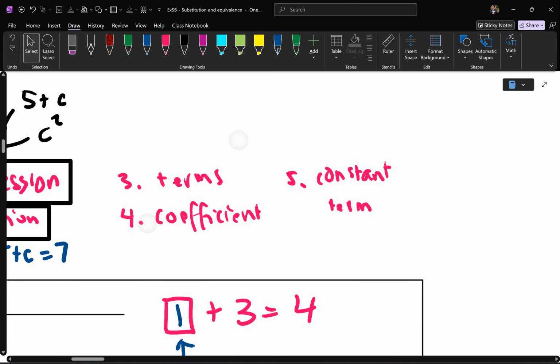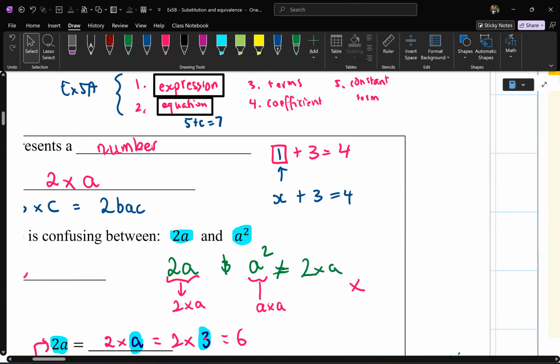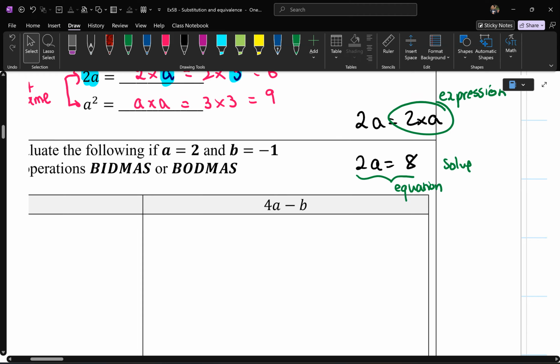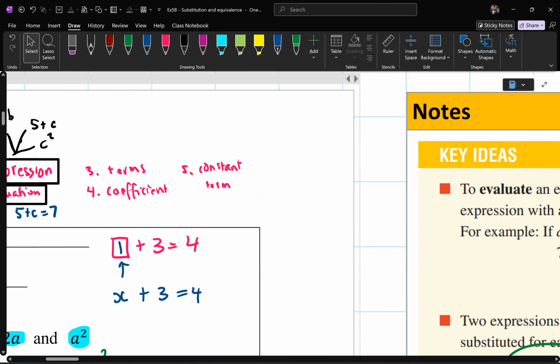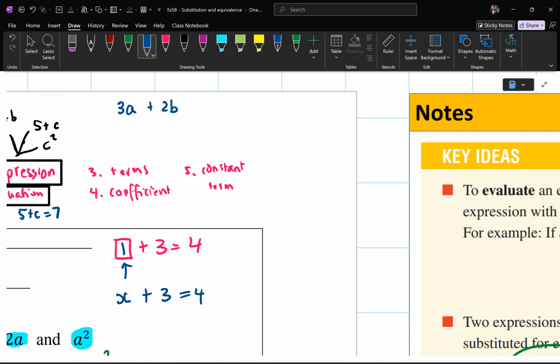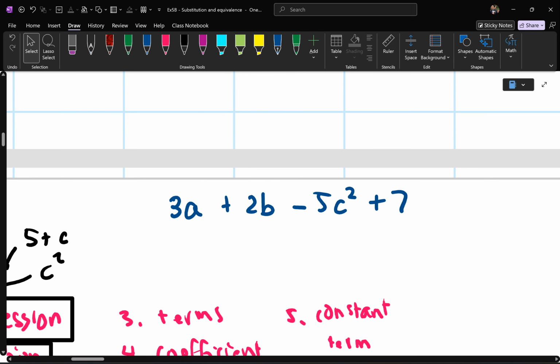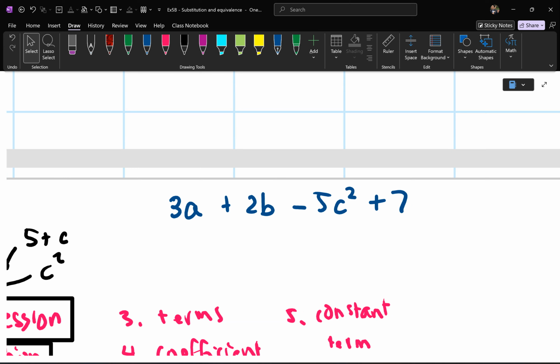What are we missing? Terms, coefficient, and constant. Let's start off here. I'm going to write an example for those who didn't watch my video. Let's write an expression. I'll write 3a plus 2b minus 5c squared plus 7. Is this an expression or an equation? Expression, because it has no equal signs. So that's an expression, collection of letters and numbers, and you can't solve it.